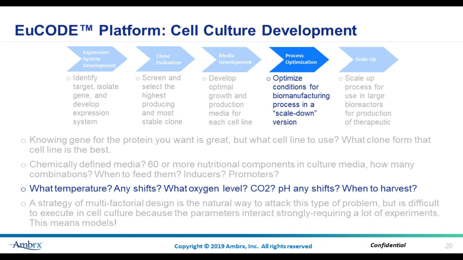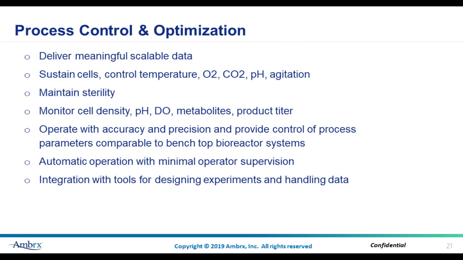When you optimize the process, you need to consider what temperature, any shifts, what oxygen level, CO2, pH, any shift, when to harvest. When we were working on the process optimization, we all need to remember that the most important thing is to deliver meaningful, scalable data.